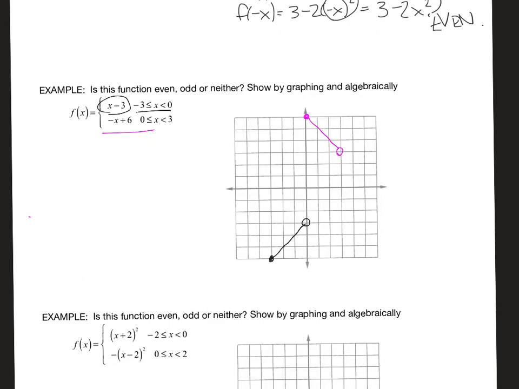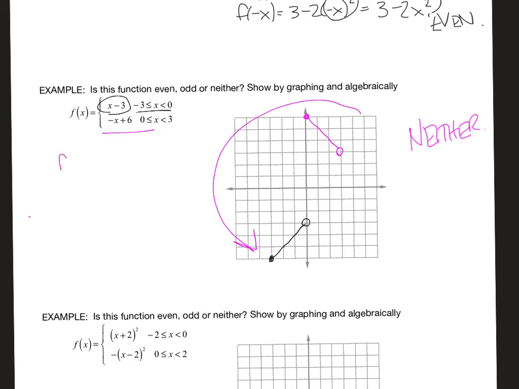Okay, this is not symmetric to the y-axis, right? I can't fold it. And it doesn't rotate around, right? I can't go like this and get the exact same picture. So my conjecture is that this thing is neither even nor odd. So this is what I'm going to have to do. I'm going to have to test it.